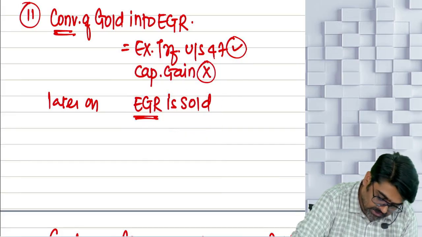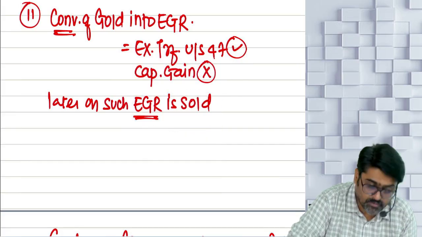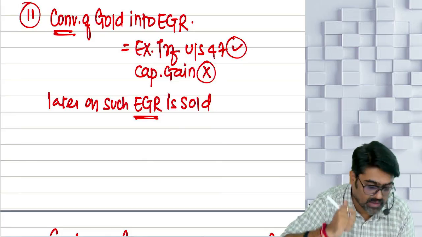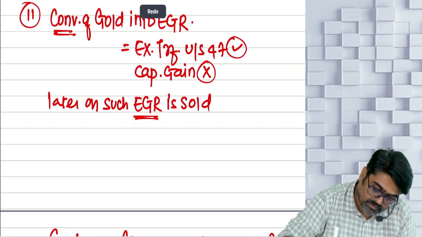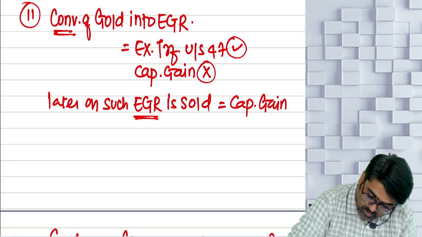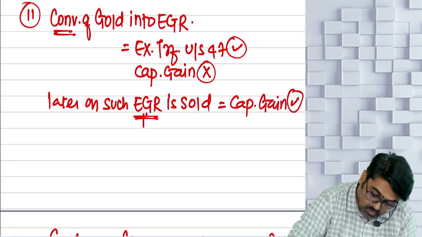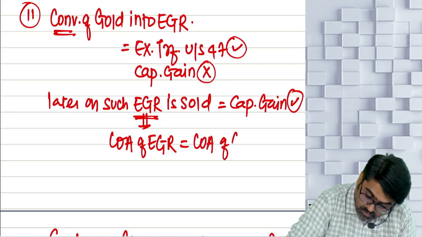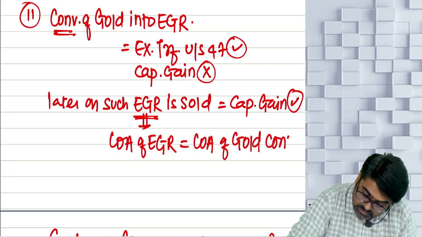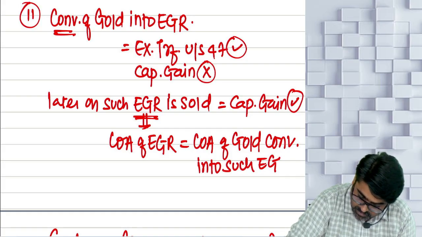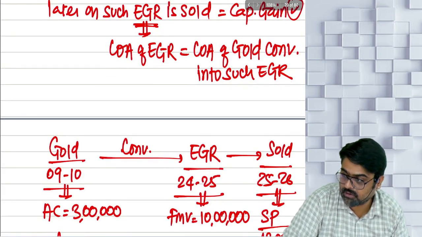Such EGR means which EGR? The EGR which you bought? No, the EGR which you got on conversion. That EGR you are selling. Yes or no? If you are selling that EGR, that time the capital gain will be calculated. To calculate this capital gain, what will be the cost of acquisition of EGR? Tell me. The cost of acquisition of gold which is converted into such EGR will be deemed to be the cost of acquisition of this EGR.